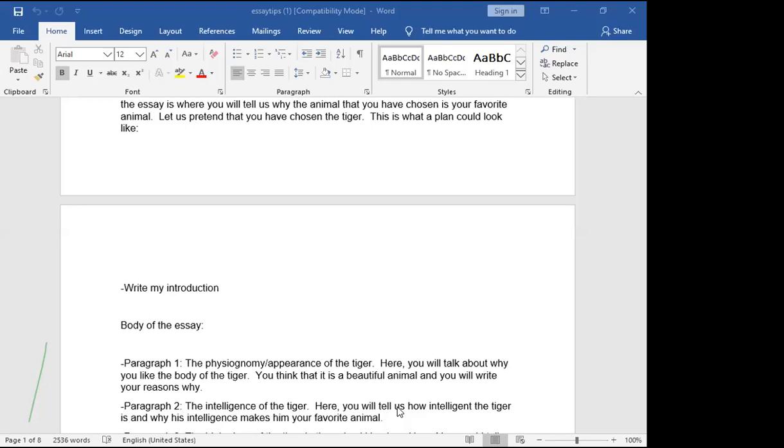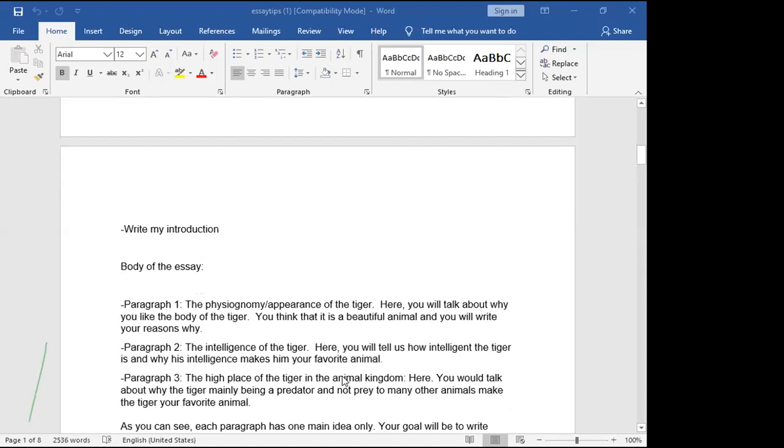Back to the accident one. If paragraph 1 was the introduction about you leaving the house, talk about how you left the house and how you moved or walked along the road. And then paragraph 2, the intelligence of the tiger, where you will tell us how intelligent the tiger is and why his intelligence makes him your favorite animal.